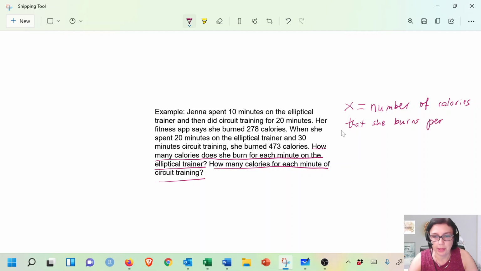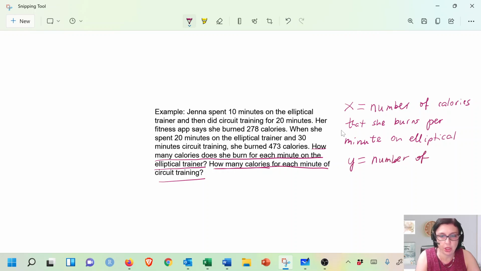That would be my X. And you have to really choose the one that has all these details, because you need to be clear what it is that you want to find. So the X is the number of calories that she burns per minute on elliptical, right? And what is then Y? We got two variables. We also want to know how many calories for each minute of circuit training. So we're going to say number, so we're basically just changing the word how many to number. Number of calories per minute on circuit. I'm not going to put circuit training, just going to put circuit. Okay. So that's your X and Y.